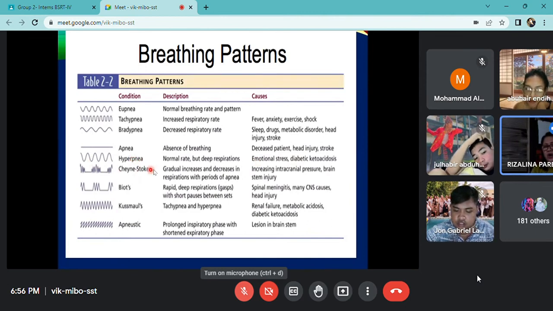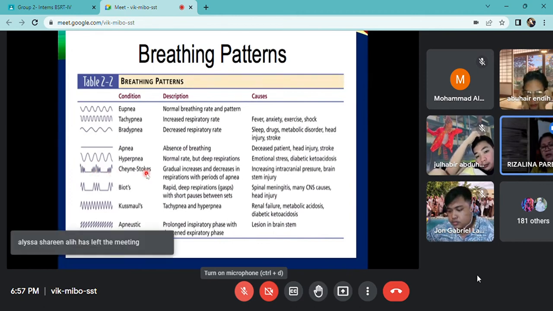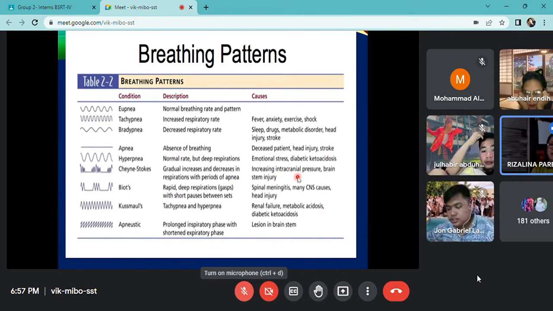And Cheyne-Stokes naman, ganito yung kanyang pattern. So merong gradual increase and decrease, and then may moment of apnea, and then increasing, decreasing, moment of apnea. That is Cheyne-Stokes, gradual increases and decreases in respiration with periods of apnea. So, pwede yan doon sa merong mga intracranial pressure problem or brainstem injury. Okay? Next, we have this biots.